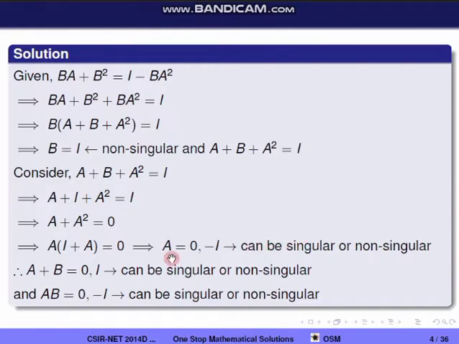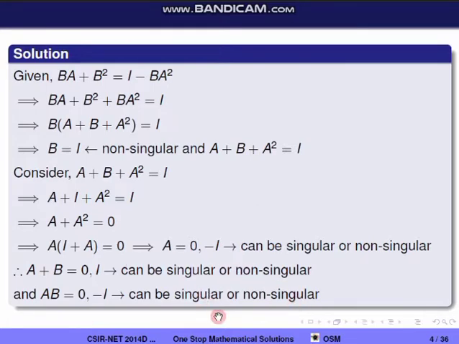Now we will check for A plus B, that is, adding these two matrices. If A is equal to 0, we get A plus B as I. If A is equal to minus I, we get A plus B as 0. So A plus B can be either a singular or a non-singular matrix. Similarly, AB is equal to 0 or minus I, so AB can be either singular or non-singular.